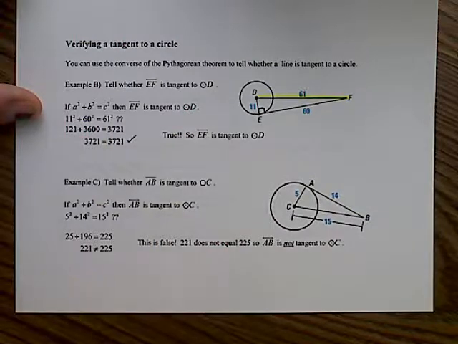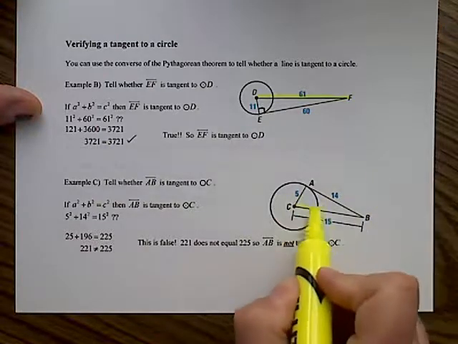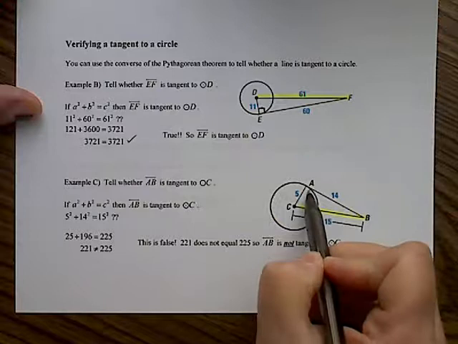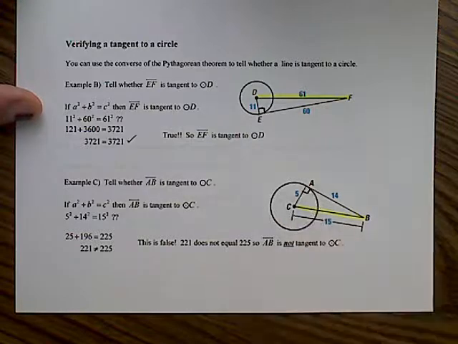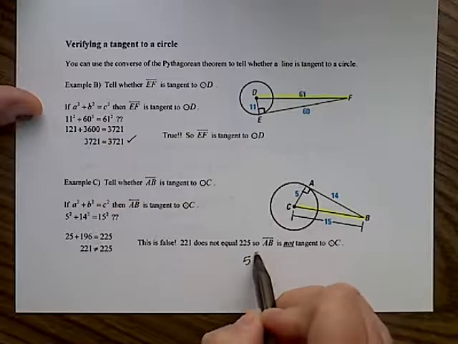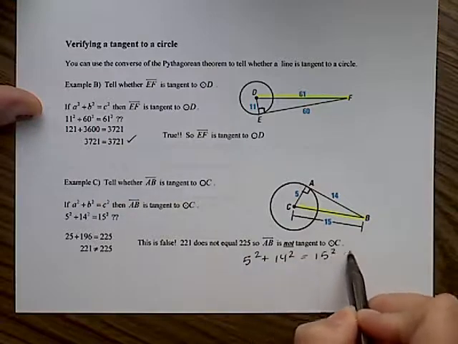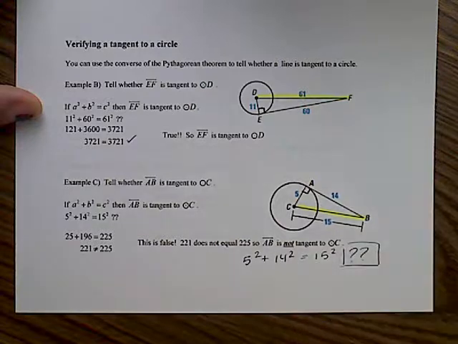Now, this next question says, tell whether segment AB is tangent to circle C. So what's helpful, I think, is to identify that hypotenuse. In this situation, that longest side would be segment CB. This is where my right angle would exist if this line was in fact tangent. And now my Pythagorean theorem would look like 5 squared plus 14 squared. Does it equal 15 squared? That's the question we want to know.